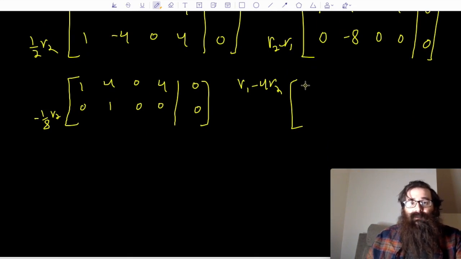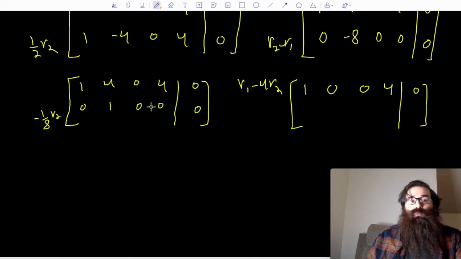1 minus 4 times 0 keeps my 1. 4 minus 4 times 1 gives me 0. 0 minus 4 times 0 gives me 0. 4 minus 4 times 0 keeps my 4. And then augmented with 0 minus 4 times 0 gives me 0. And then I can go ahead and rewrite row 2.